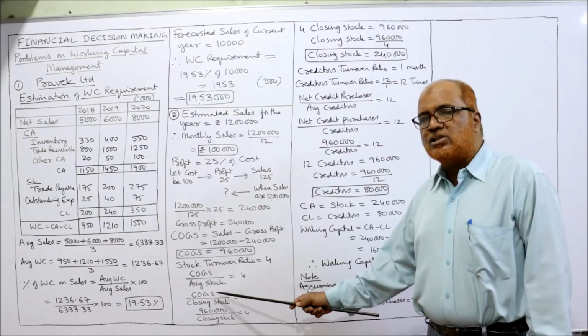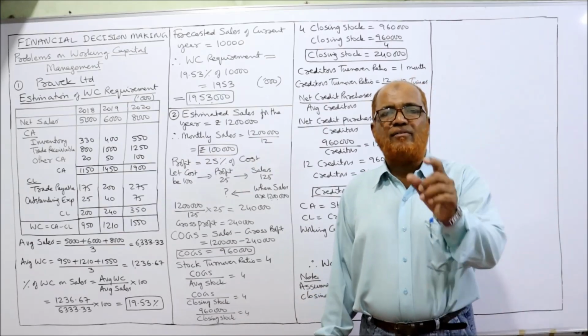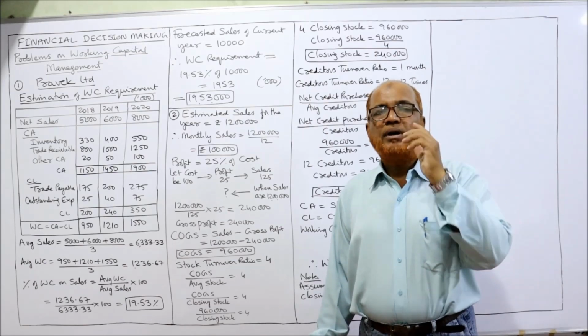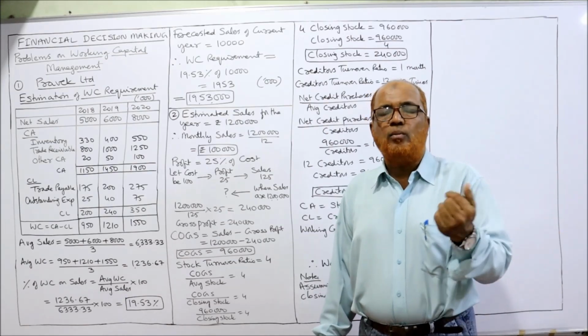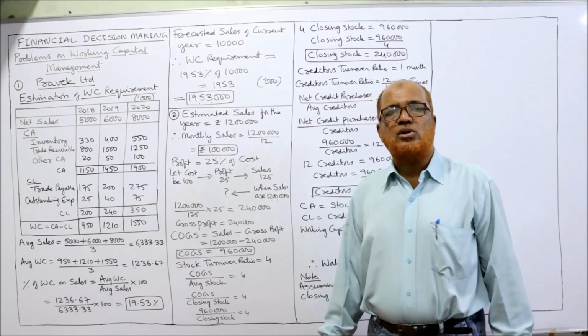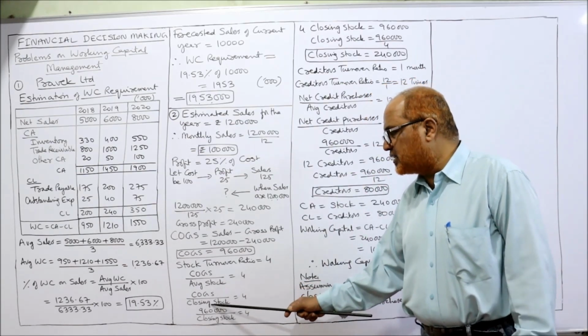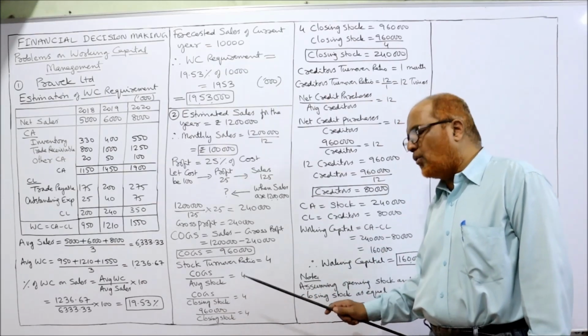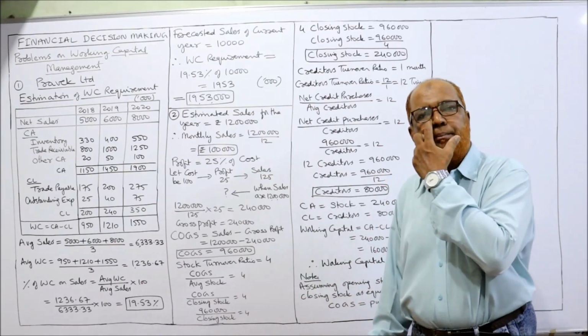But in the absence of average stock, because we can calculate average stock when we are given opening stock and closing stock. But it is given that there is no opening stock. It's a new business. We don't have any opening stock. So simply we take closing stock. In place of average stock, we take closing stock. So COGS by closing stock is equal to 4. 4 times, given in the problem.